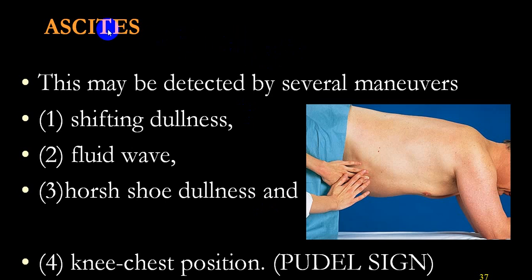As we come to ascites, what we call the free fluid in the abdomen, there are a few percussion findings we call shifting dullness, fluid wave, horseshoe shaped dullness, and, in case of a small quantity of fluid, Poodle sign in a knee chest position. This is the Poodle sign. The person assumes a knee chest position, wait for some time, and then percuss at the lowermost part of the abdomen. Because of a small quantity of fluid, you will get a dull note, and this is given the name Poodle sign.